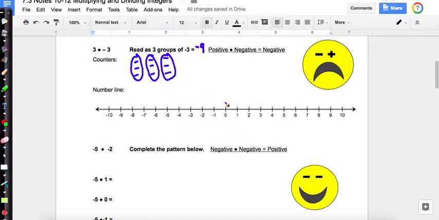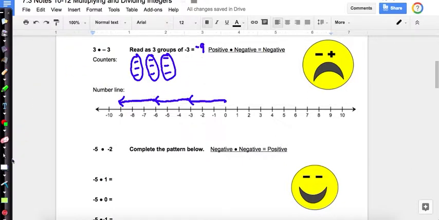Now, on a number line, it would look like this. So I have 3 groups of negative 3. So I'm going to draw an arrow to negative 3. And I'm going to draw another arrow that has a length of negative 3. And I'm going to draw one last arrow that has a length of negative 3. Now, the length represents a negative, and the arrow itself represents positive. Okay, so I have 3 arrows, so that's the positive 3. And each arrow has a length of negative 3, so that's the negative 3. And notice it ends on negative 9, so the answer is negative 9.